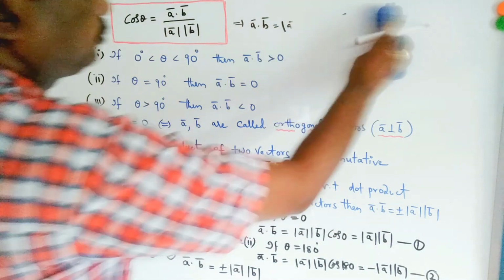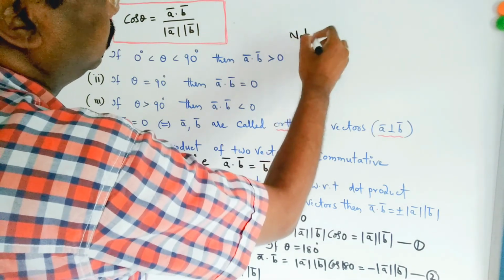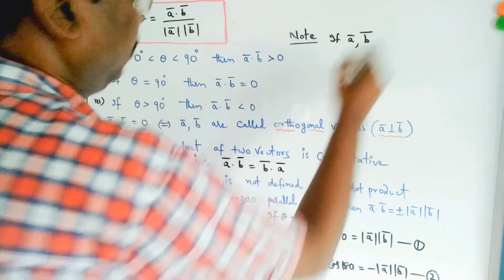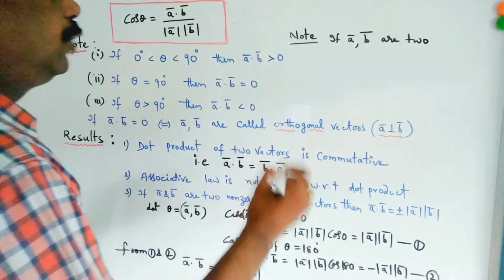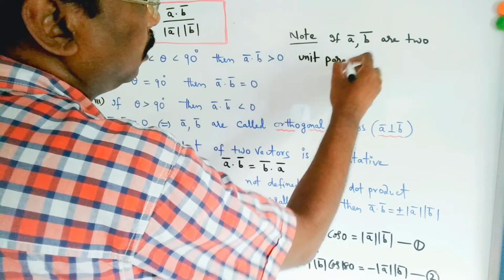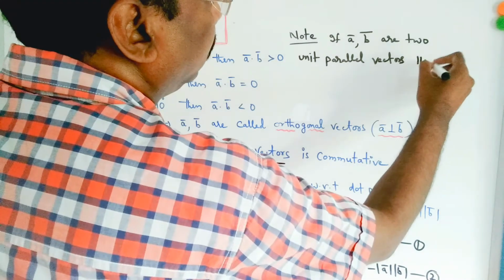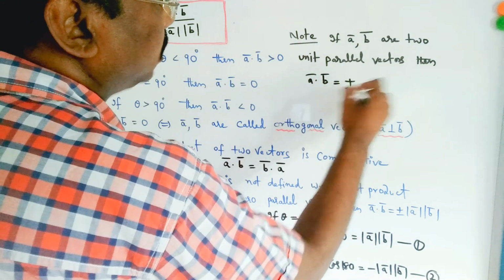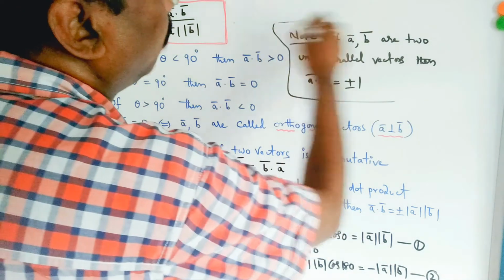Now here, note: if A bar, B bar are two unit parallel vectors, then A bar dot B bar is equal to plus or minus 1.